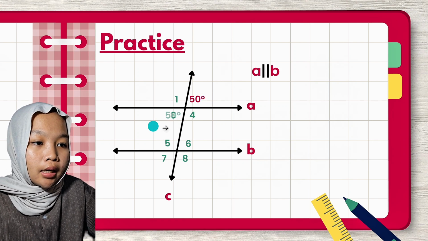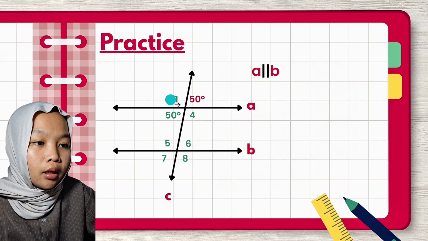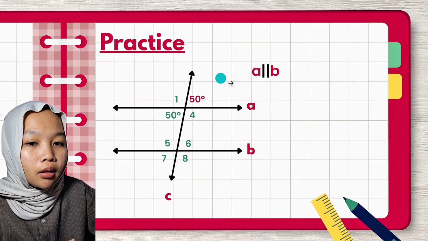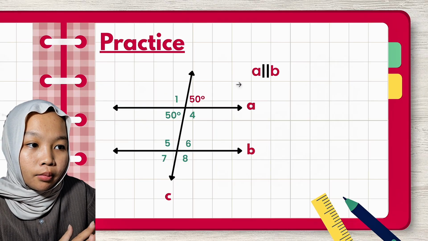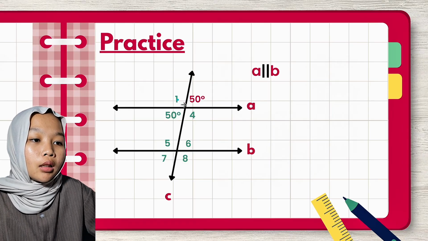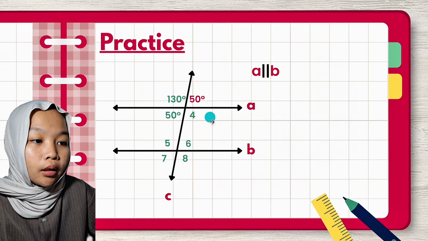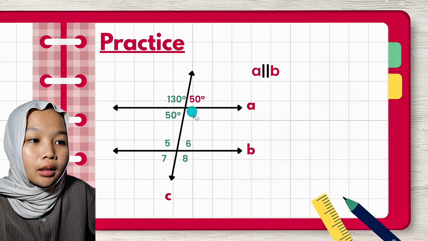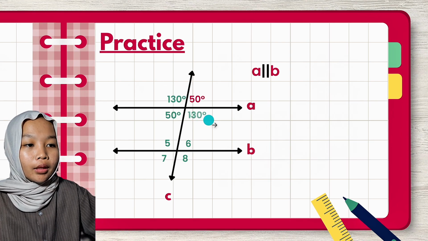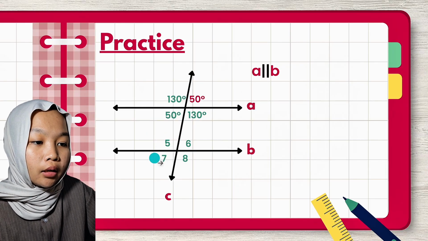So we change the value. So angle 3 is 50 degrees. Then we know angle 1 is supplementary with 50 degrees. So it means 180 degrees minus 50 degrees equals 130 degrees. So we know also that angle 4 is a vertical angle with the 130 degrees angle. So we change it. Then what about angles 5, 6, 7, and 8?